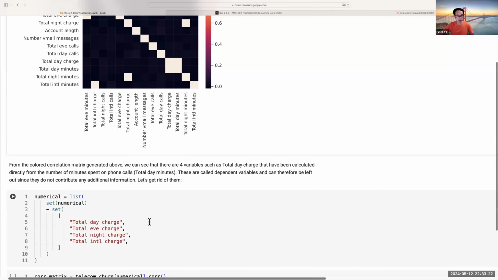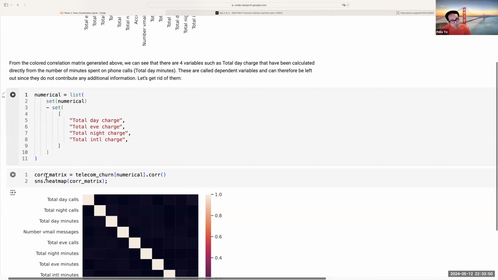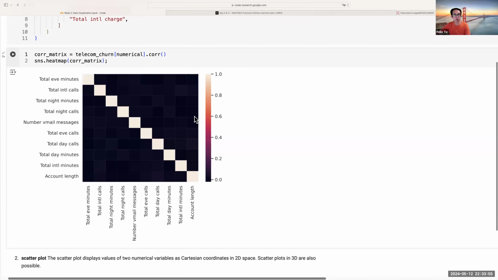So you can get rid of the total day charge, total evening charge, total night charge, and total international charge. These can all be mapped out using the total day minutes, total evening minutes and so on, so these are considered to be dependent variables. However, if we do this, the rest of the correlations are pretty much close to zero. So that means they are not correlated.